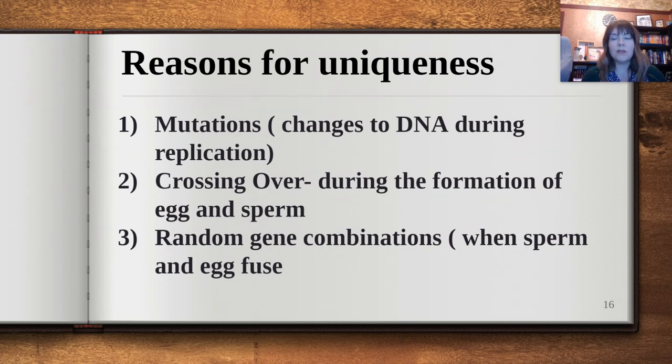So these 3 reasons are actually why your mom and dad don't have kids that are all identical. So if you think about your siblings, you and your siblings may look very much alike, or you may look very different, okay? And that is simply because these 3 things make sure that your DNA is not identical to your sibling's DNA, unless you're an identical twin.